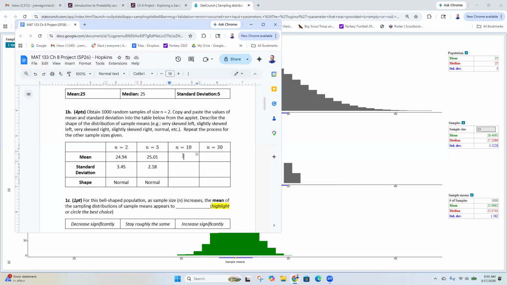For when my sample size is 10, I get an average of 25.09. Oh, I gotta round that up. 25.10. Standard deviation 1.56. Is it still normal? Yeah, it's still normal.